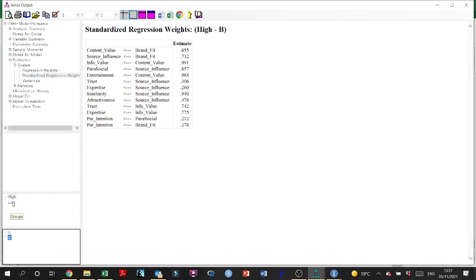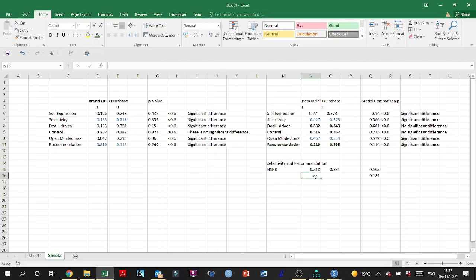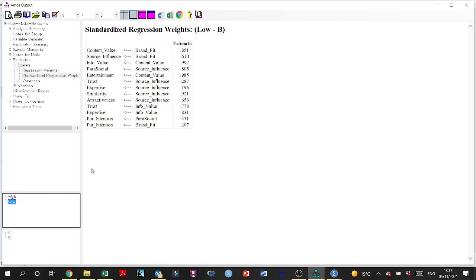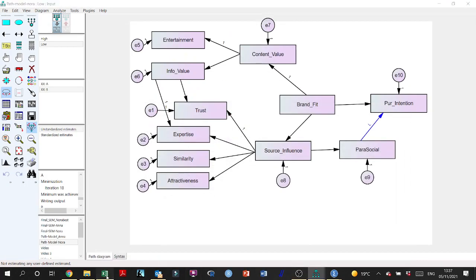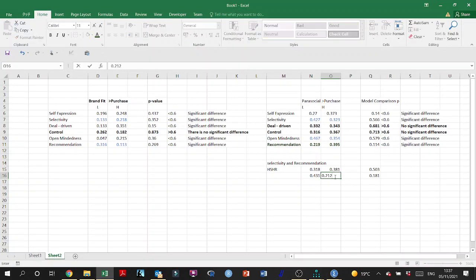Here's B, and this is low. Low on parasocial, 431. Low is 431. You see 427, 431, even higher here. And here, high, perfect, 212. So you can see here that when you are low on recommendation, this even drops and this even increases. So there's a moderation effect. High S, low R. We got it.